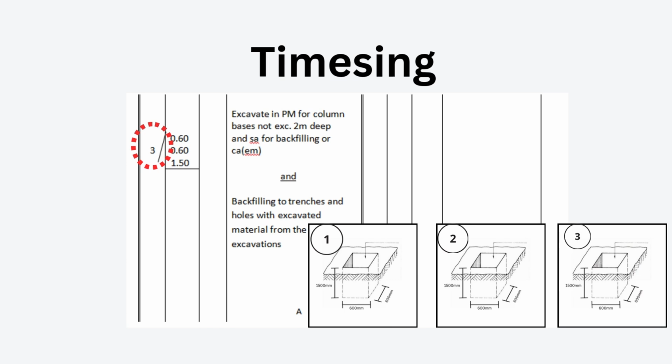Timesing. So timesing simply means multiplication, right? In the dimension paper, the timesing figure is recorded in the first column as shown in the example and separated from the actual dimensions by a diagonal stroke. In our example, we have 3 bases, each with a footing measuring 0.6 by 0.6 by 1.5 meters deep. Right. Instead of repeating the measurement 3 times, we use the timesing method, right? So we multiply our dimensions by 3.